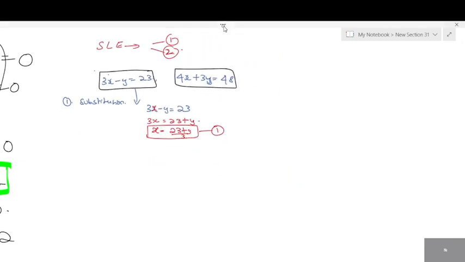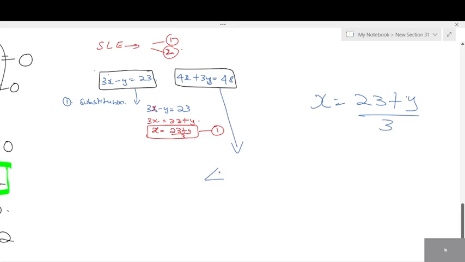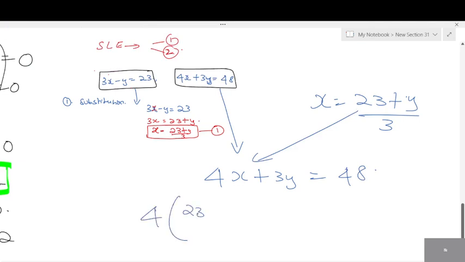Look, first equation, x is equal to (23 plus y) divided by 3. This is the first equation. Now let me take the second equation: 4x plus 3y is equal to 48. So let us substitute. What is the value of x, students? Substitute this entire thing: 4 into (23 plus y) divided by 3, plus 3y is equal to 48.